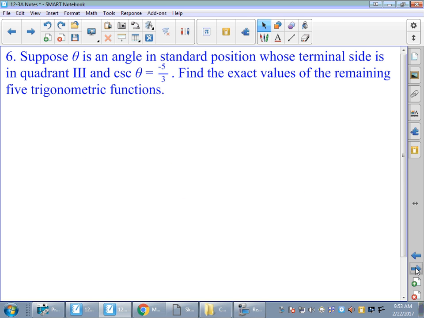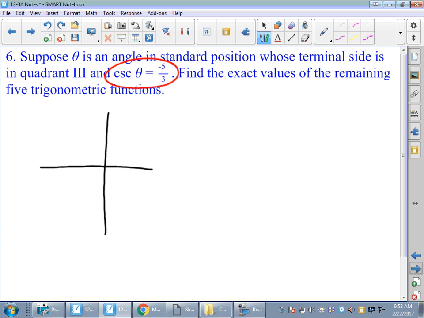The other thing they do in this chapter is they give you one of the 6 trig values. They ask you to find the remaining 5 trig values. So you're going to do the same thing we did before. We're going to draw a picture, and we just have to break it down. So in this particular case, they're giving us the fact that cosecant of theta is negative 5 over 3.